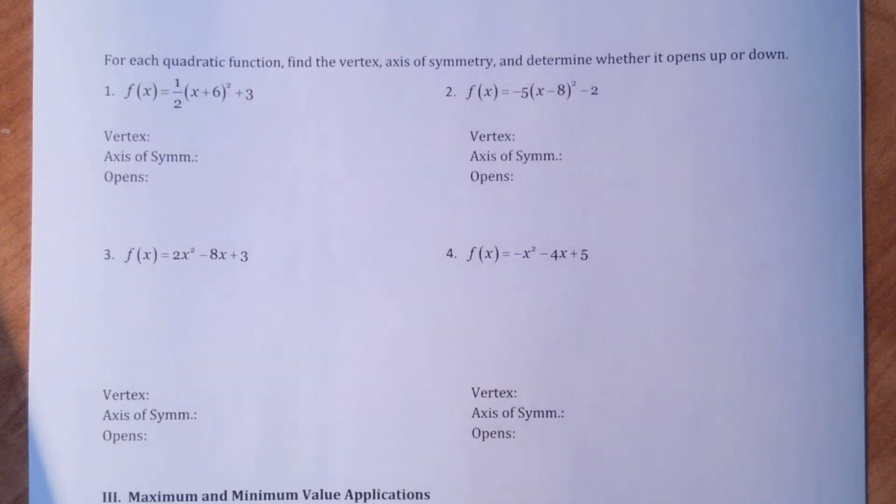Alright, we're looking at quadratic functions. This is the second of two videos, and we looked at how to graph a quadratic function in vertex form and also standard form. And here we're just going to practice finding the vertex, axis of symmetry, and determining whether the graph opens up or down.